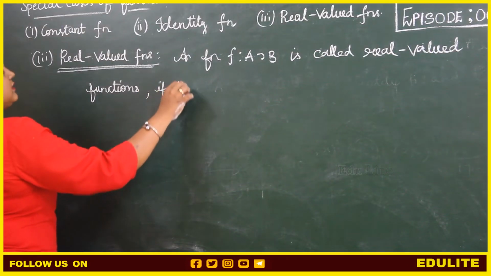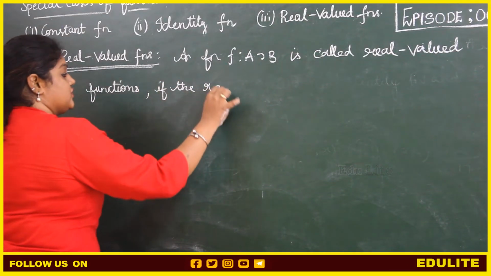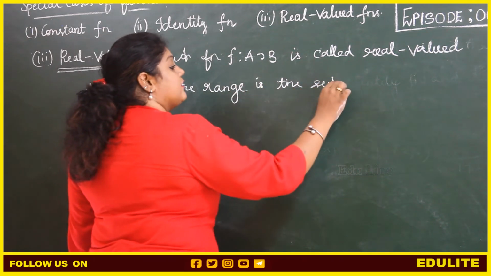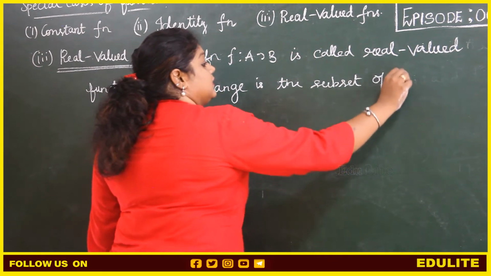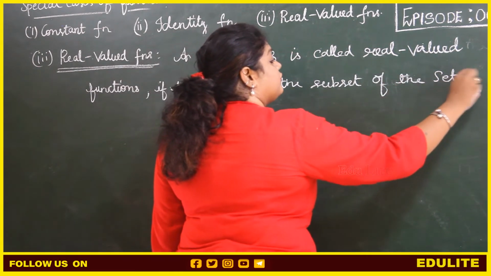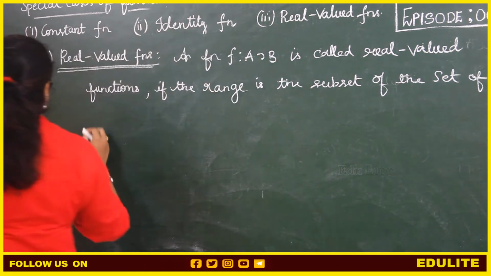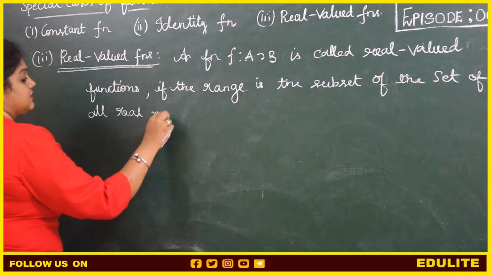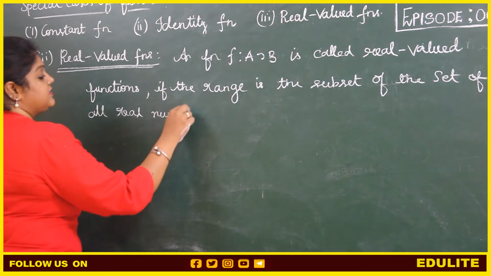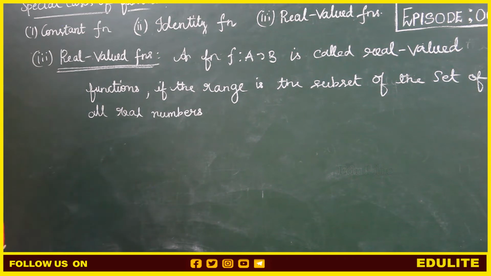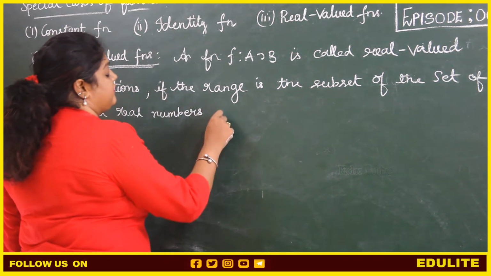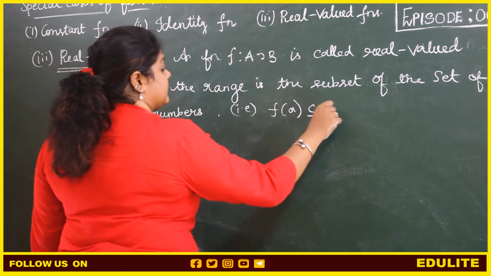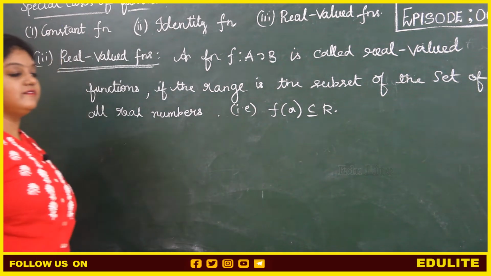if the range is a subset of the set of all real numbers. That is, f(A), the range, is a subset of R. Then it is called a real valued function.